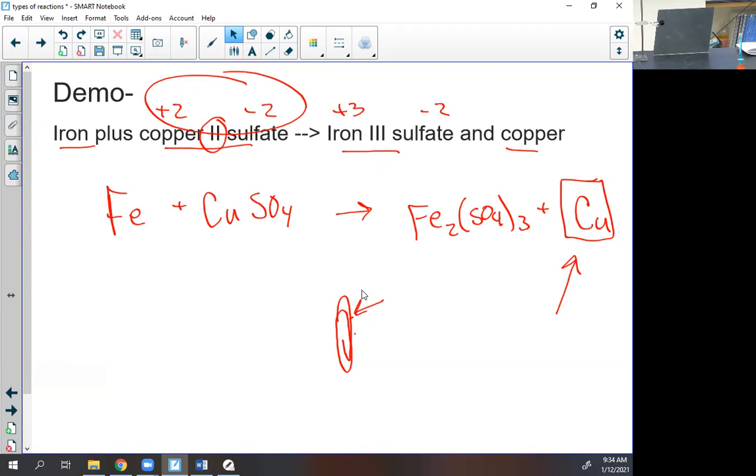Okay, I can put this back in, and I can repeat this process until the solution turns light greenish blue. What do you think the light greenish blue solution is? Iron 2 sulfate. I know there's a 3, but I did that just to make it harder to balance. All right, now look at this example. A single element here, a single element here.